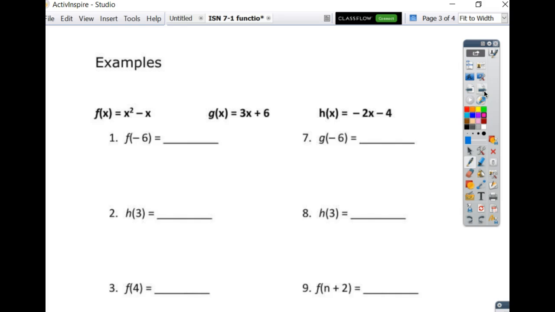Okay? So you see the -6? The -6 is your x. Wherever there's an x in the function, I'm going to replace x with -6, and this is what it's going to look like. I'm going to leave the -6 in parentheses, and so are you. So watch. I'm going to take the -6, and wherever there's an x, I'm going to put a -6, and leave it in parentheses.